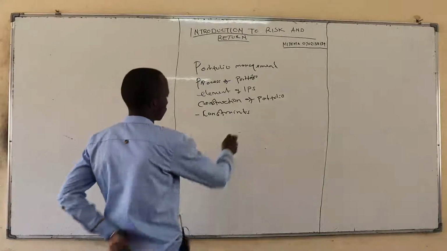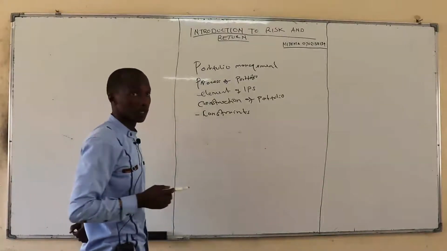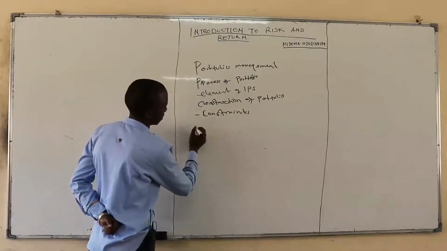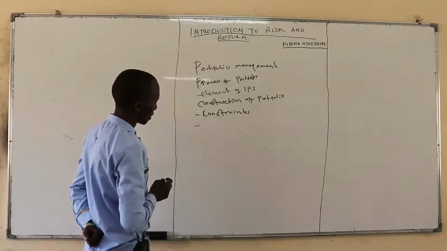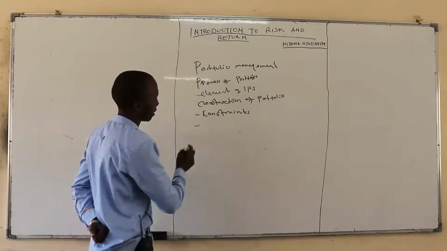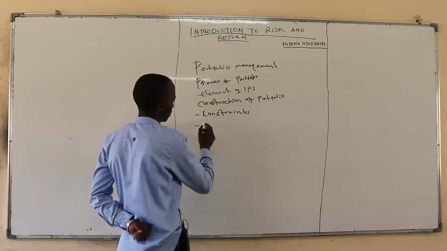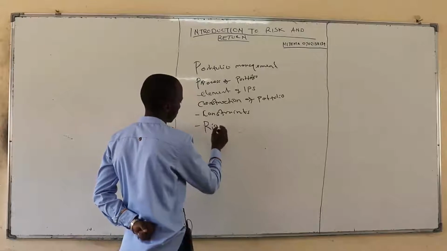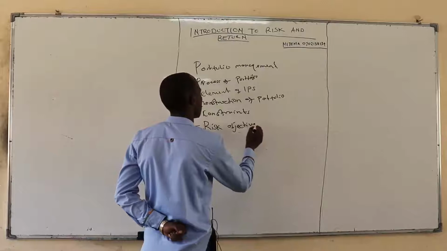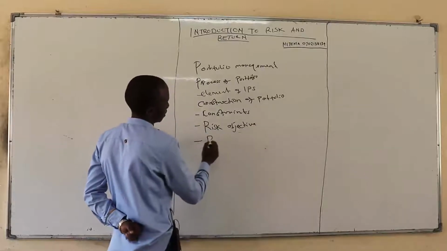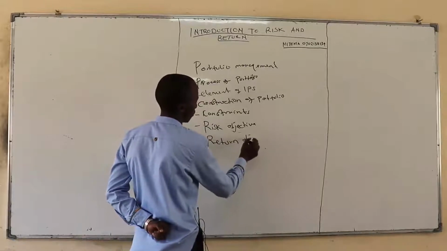The constraints of which are involved in the construction of a portfolio. We also looked at the objectives, the risk objectives of the investor, and also the return objectives.